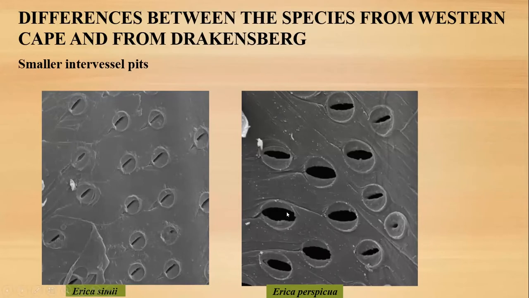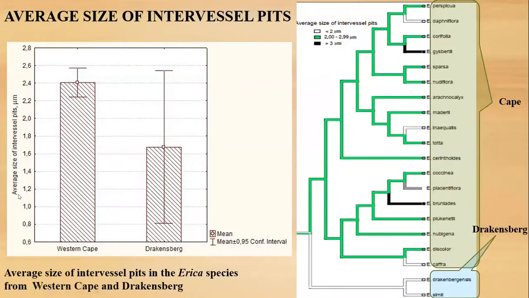Even the quantitative values that we counted also show us that they are quite different. So this quantitative value is what we mapped out on the graph, and the characters were mapped out as well on the phylogenetic tree, which shows us the differences between them.